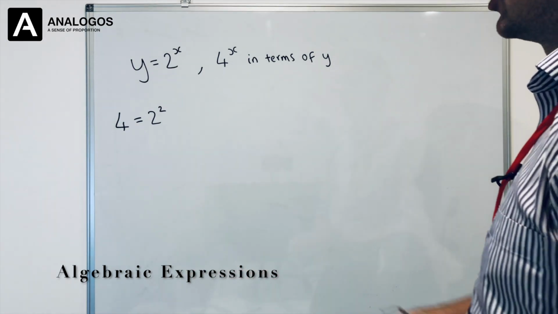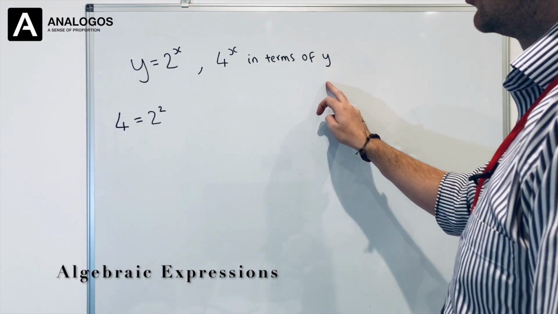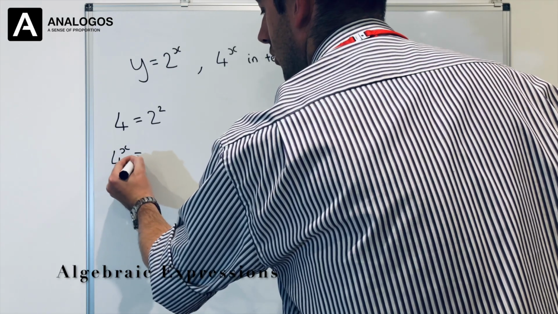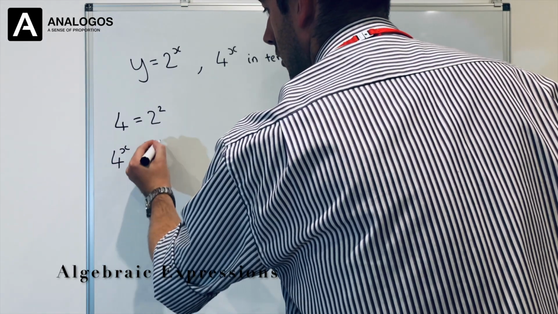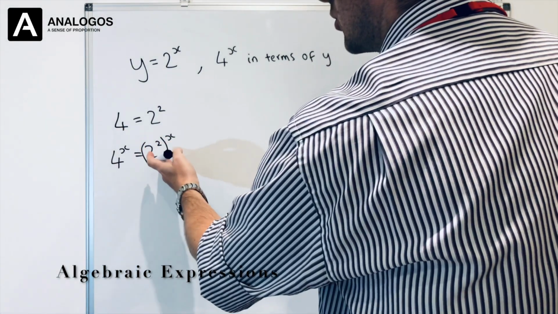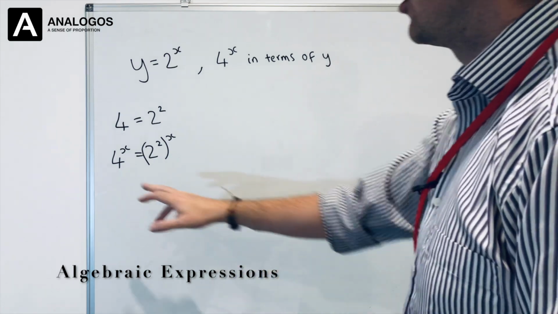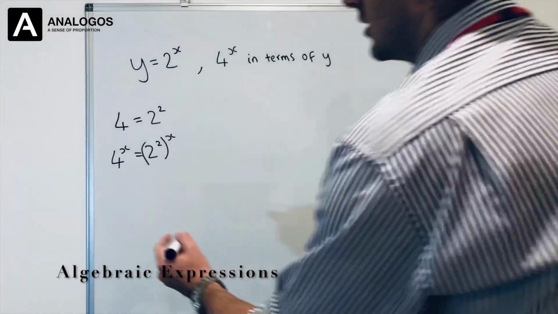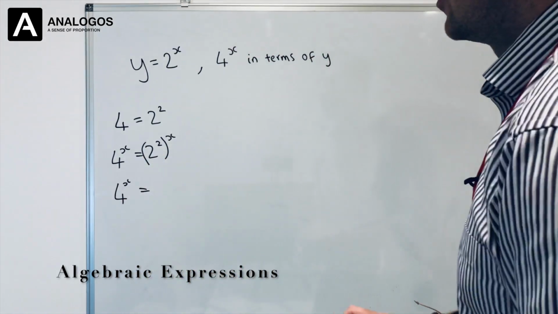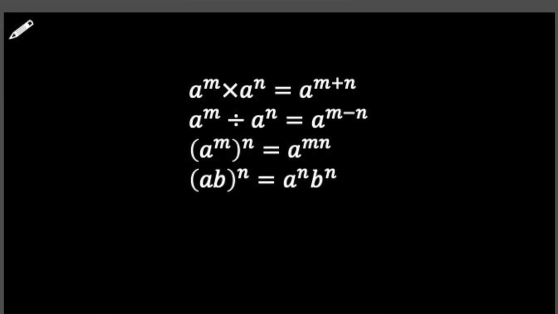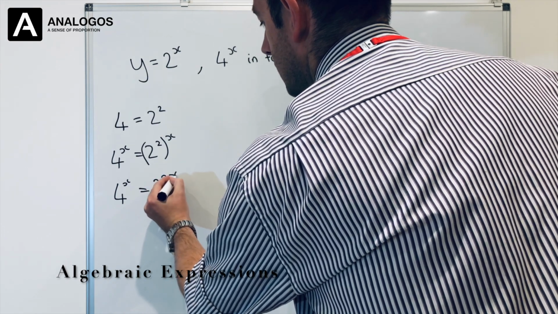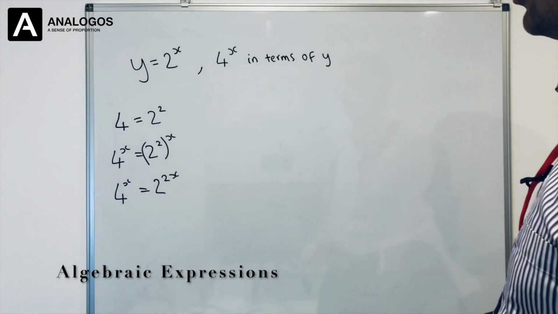And then what would you do next? We've got to express this in terms of y. So you could just put this to the power of x. Whatever you do to the left hand side, you have to do it to the right hand side because they equal each other. 2 squared to the power of x. So 4 to the power of x equals 2 squared to the power of x. Not much more we can do with the left hand side, but we can manipulate the right hand side. If you know your laws of indices, if you've got the power inside and power outside, you multiply them. So that's 2x, so that's 2 to the power of 2x.